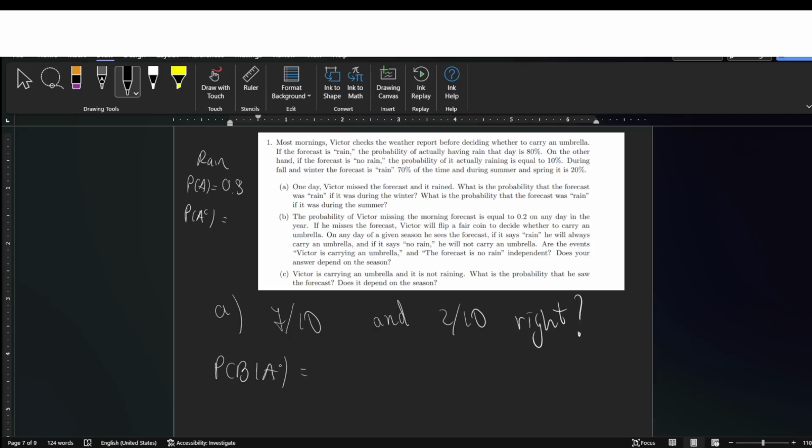This is the forecast. Rains. Actual rain. Right. During fall and winter, the forecast is rain 70% of the time. And during summer and spring it is 20% of the time.